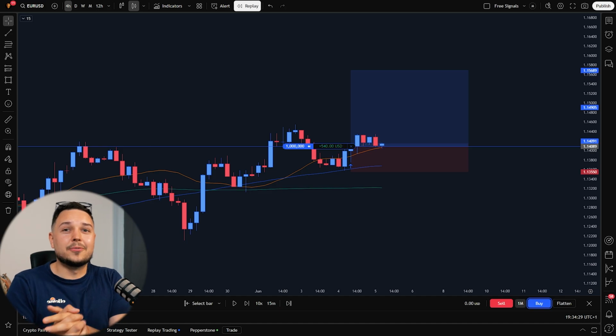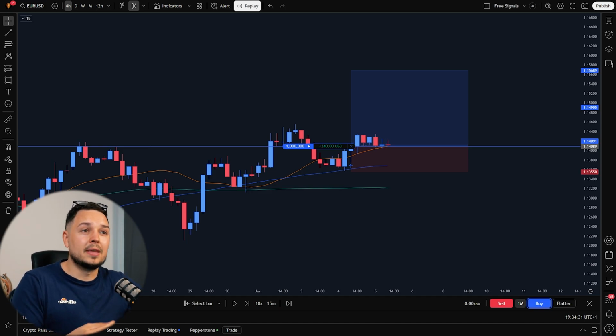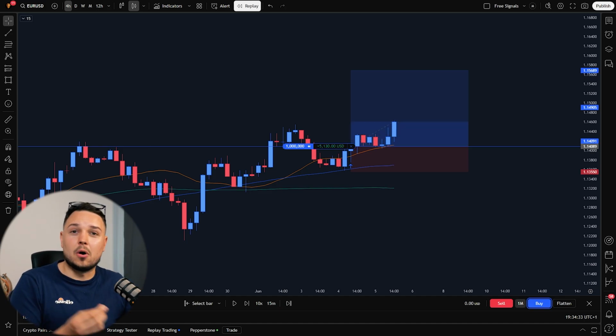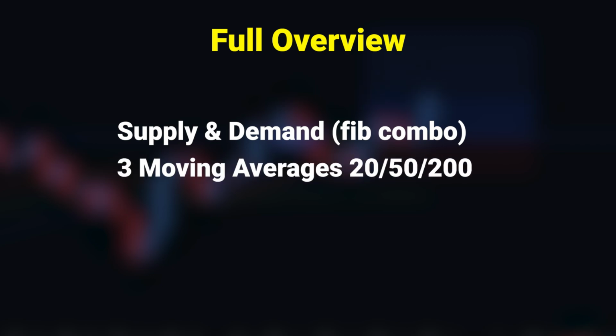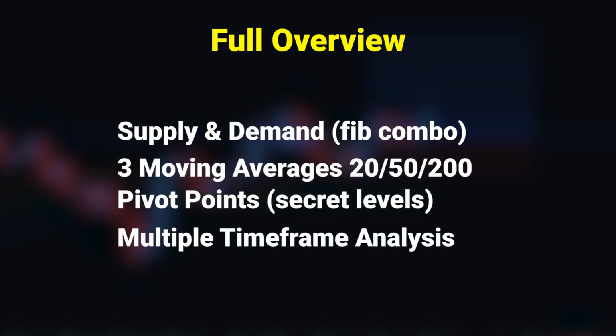So by us leveraging the higher time frame bullish trend, it significantly increased the odds of success. So that was the exact overview of my entire strategy. Supply and demand combined with Fibonacci tools, clear moving average confirmations, pivot points, and precise multiple time frame analysis. Now, of course, there's candlestick formations, but we'll leave that for now.